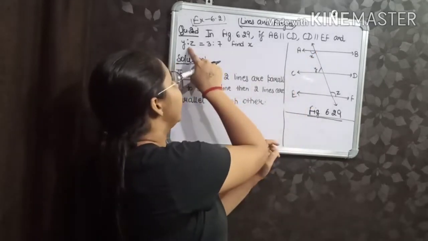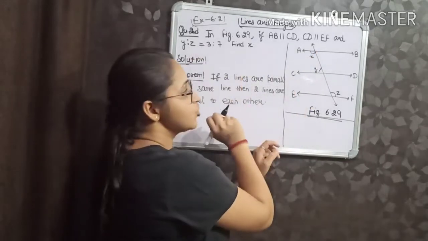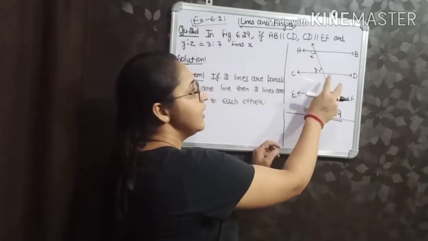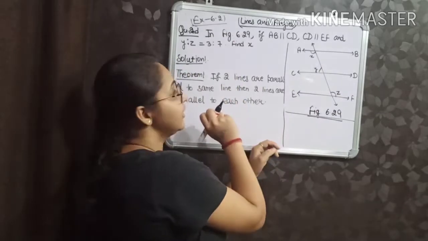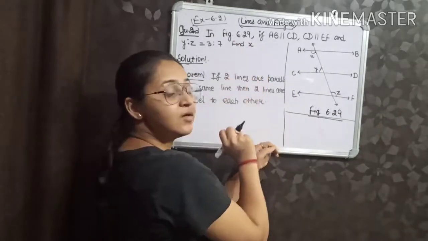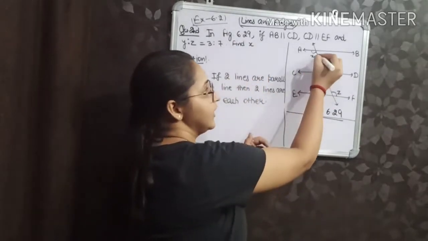Now, angle Y ratio angle Z is 3:7. It is given. You have to find the value of X.